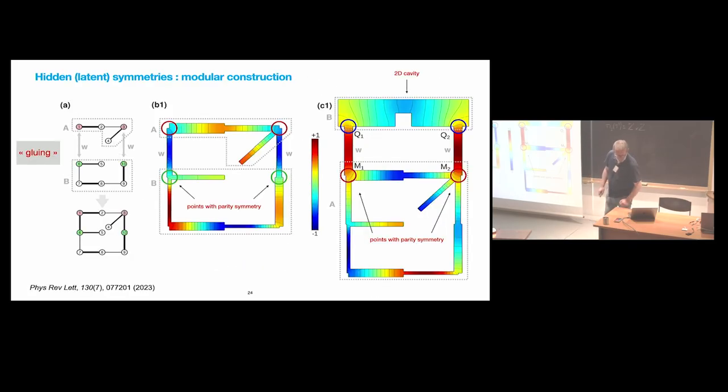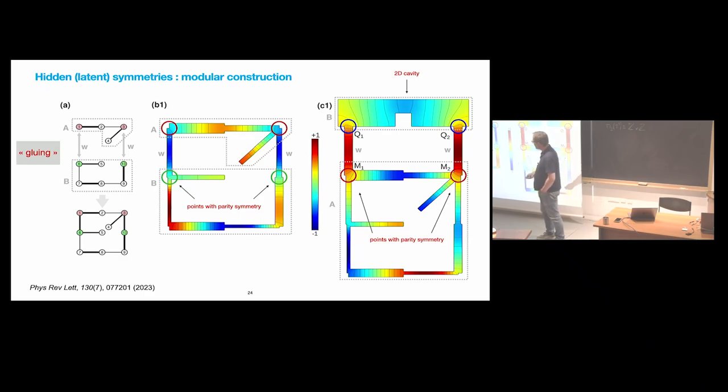What is interesting is that this property is modular. Here it is a 4-point system where we were able to make point 1 and point 3 latent symmetric. After that, if we go to 6 points, it was possible as well to find a good relation between the couplings to have points 6 and 10 latent symmetric, and then we can glue them.